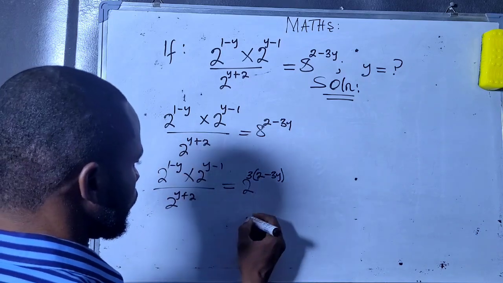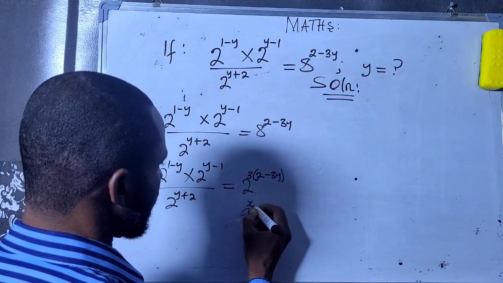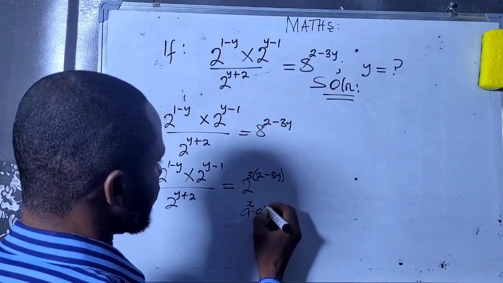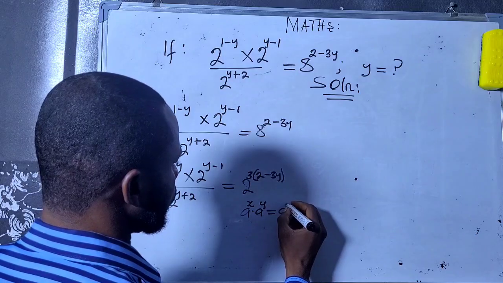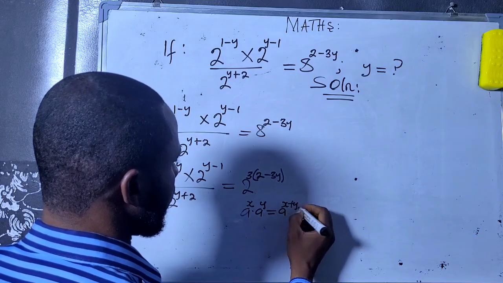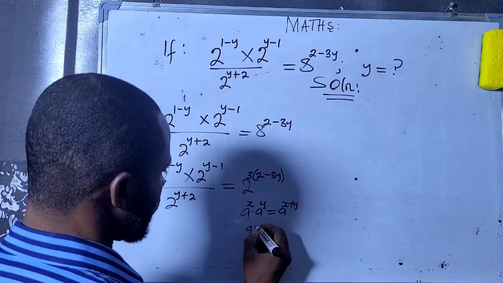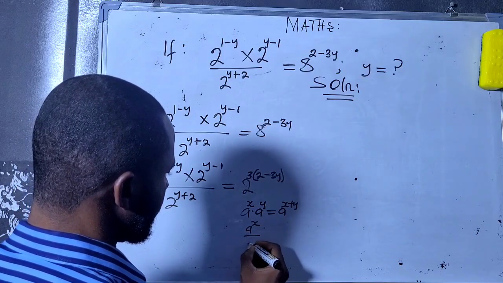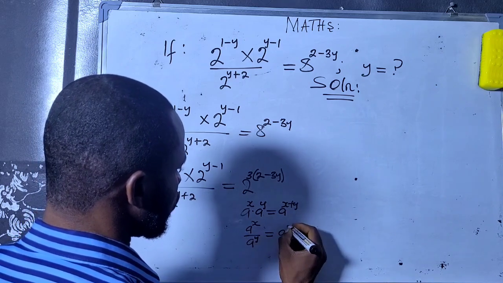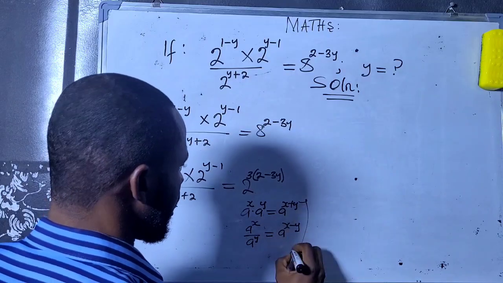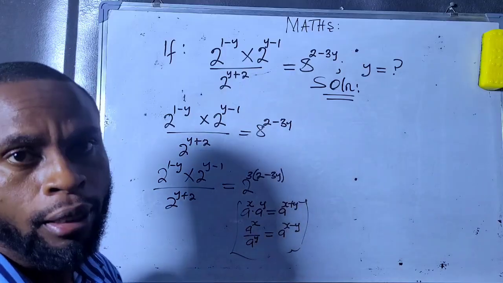Recall that when you have a to the power of x multiplied by a to the power of y, that is equivalent to a to the power of x plus y. And also if you have a to the power of x divided by a to the power of y, that is equivalent to a to the power of x minus y. And we are going to apply these laws here right now.